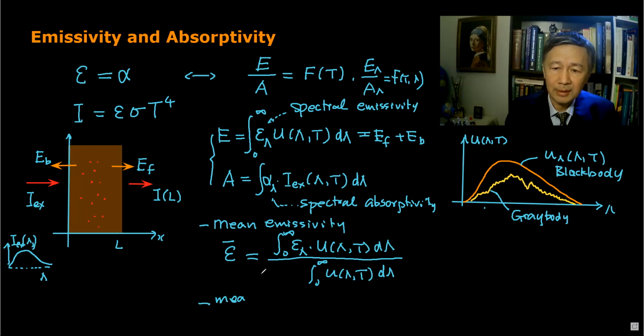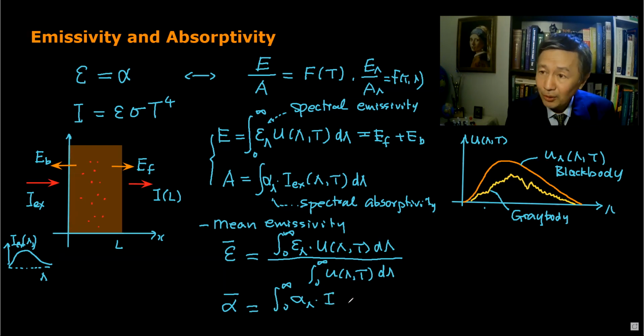I write the same, we still have some space here. Similarly, we can write the mean of absorptivity. So that mean absorptivity can be written as the integral from 0 to infinity of alpha lambda, the spectral absorptivity, multiplied by the external spectra, the external intensity.